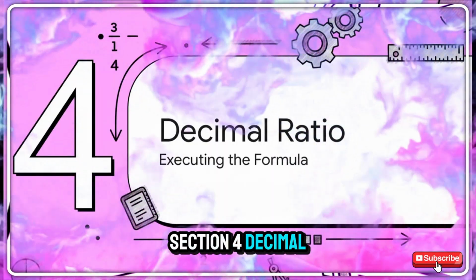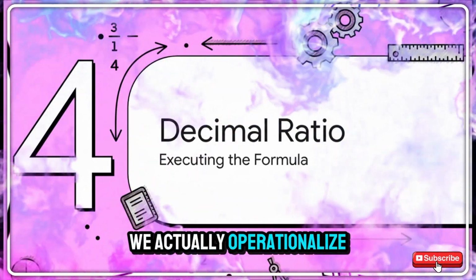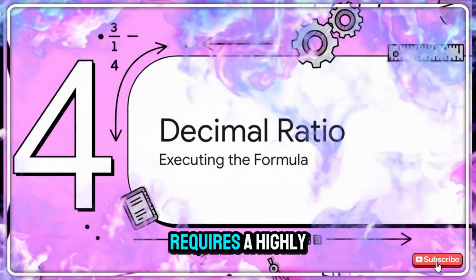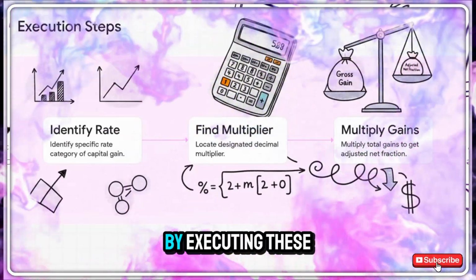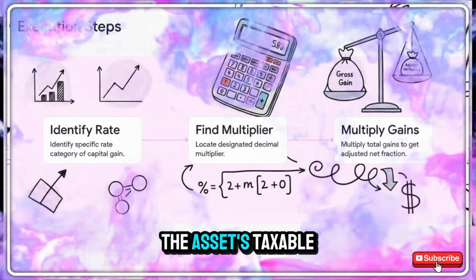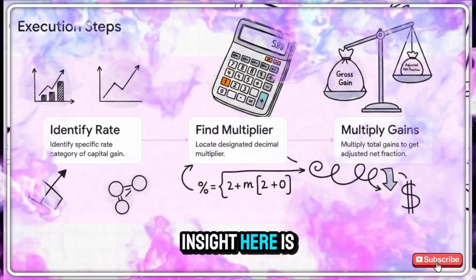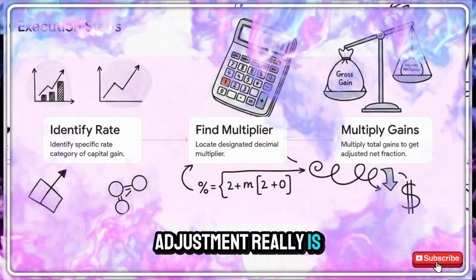Section 4, Decimal Ratio Application. So how do we actually operationalize this? Well, official regulatory guidance requires a highly specific sequence of actions. By executing these precise steps, the asset's taxable weight is accurately reduced. The analytical insight here is just how incredibly rigid and procedural this adjustment really is.